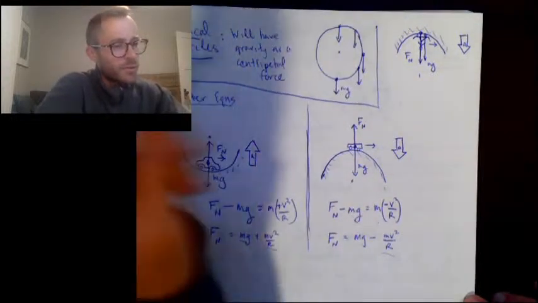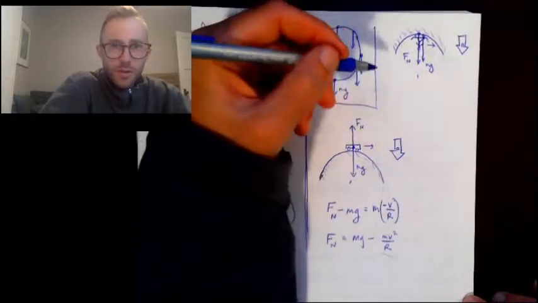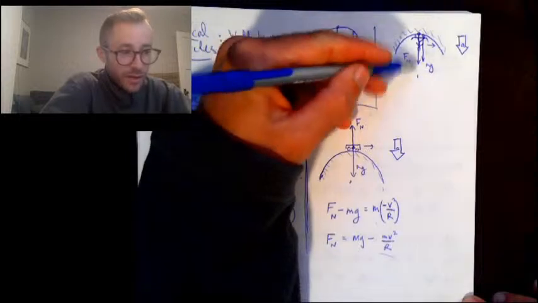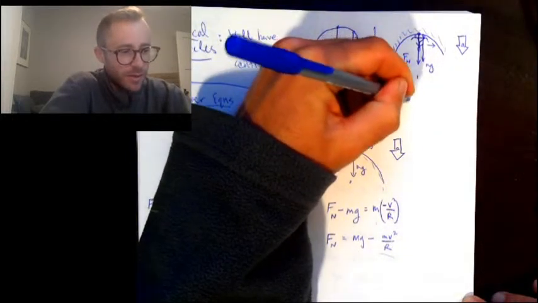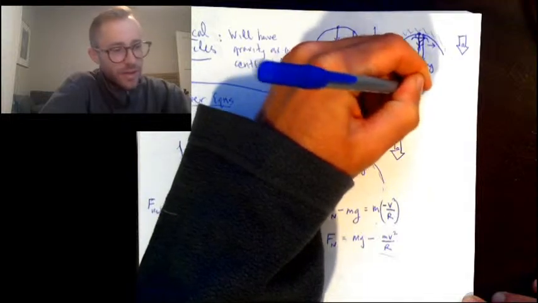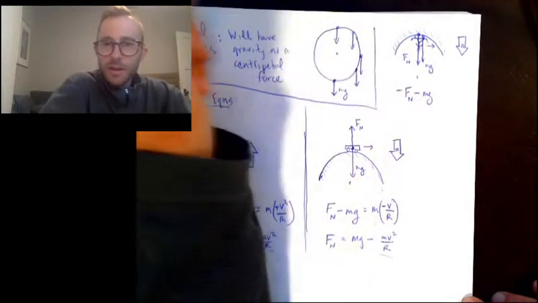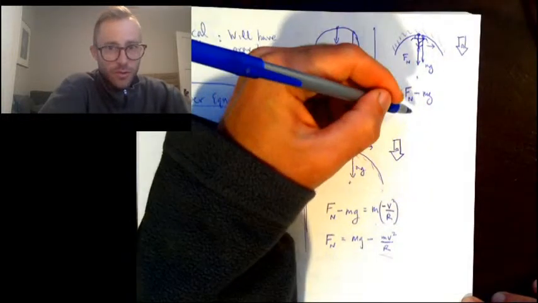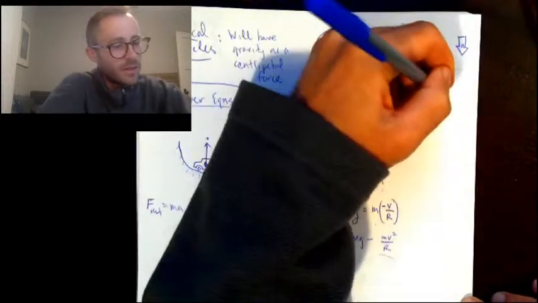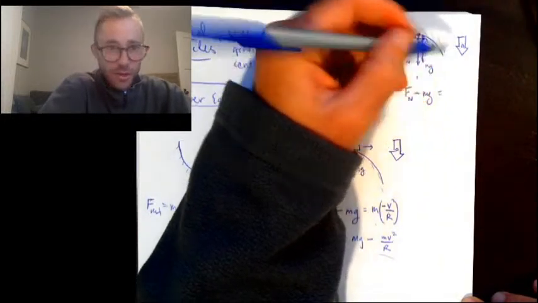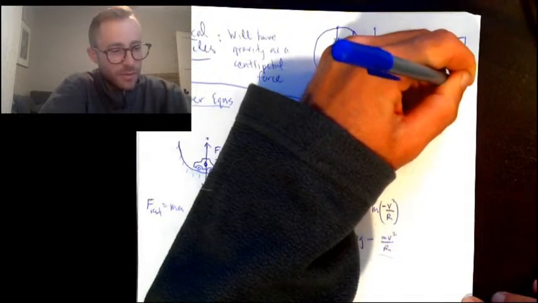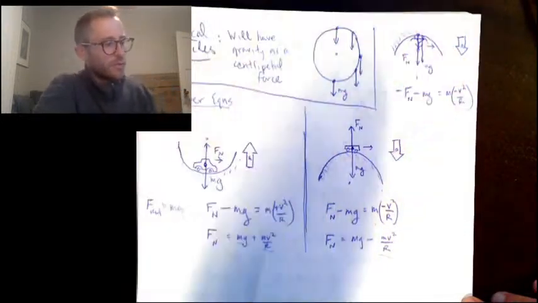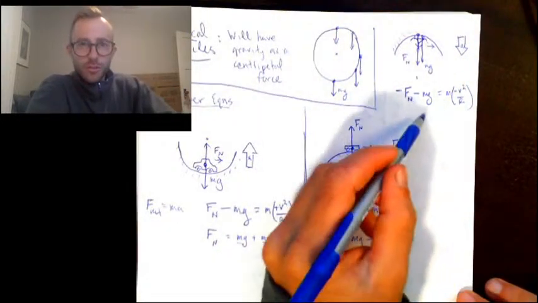So what do I get from Newton's second law in this case? Well, the normal force is down and the weight force is down. So I have minus F sub n minus mg. That's the net force. They're both negative. Equals, the acceleration is downward as well, so I have m times minus v squared over r. So in this one, all three terms are negative.